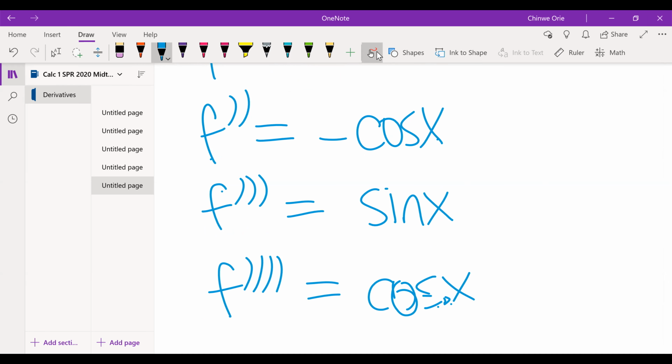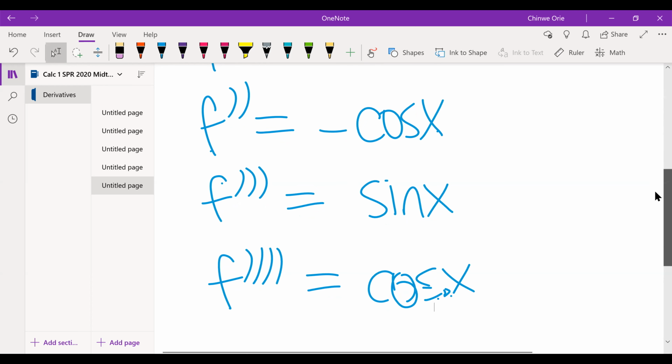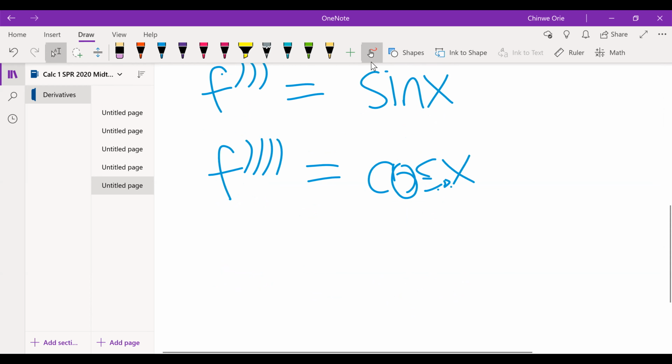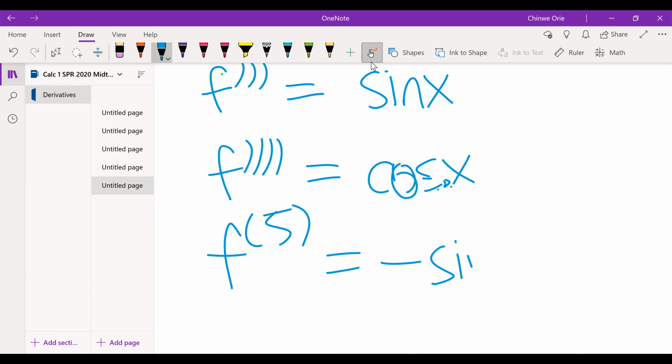Negative sign, negative cosine, sine, cosine. Okay. So maybe we should do the fifth derivative, so that will complete the arc. The fifth derivative is the same as the first one. So we just start it over again.